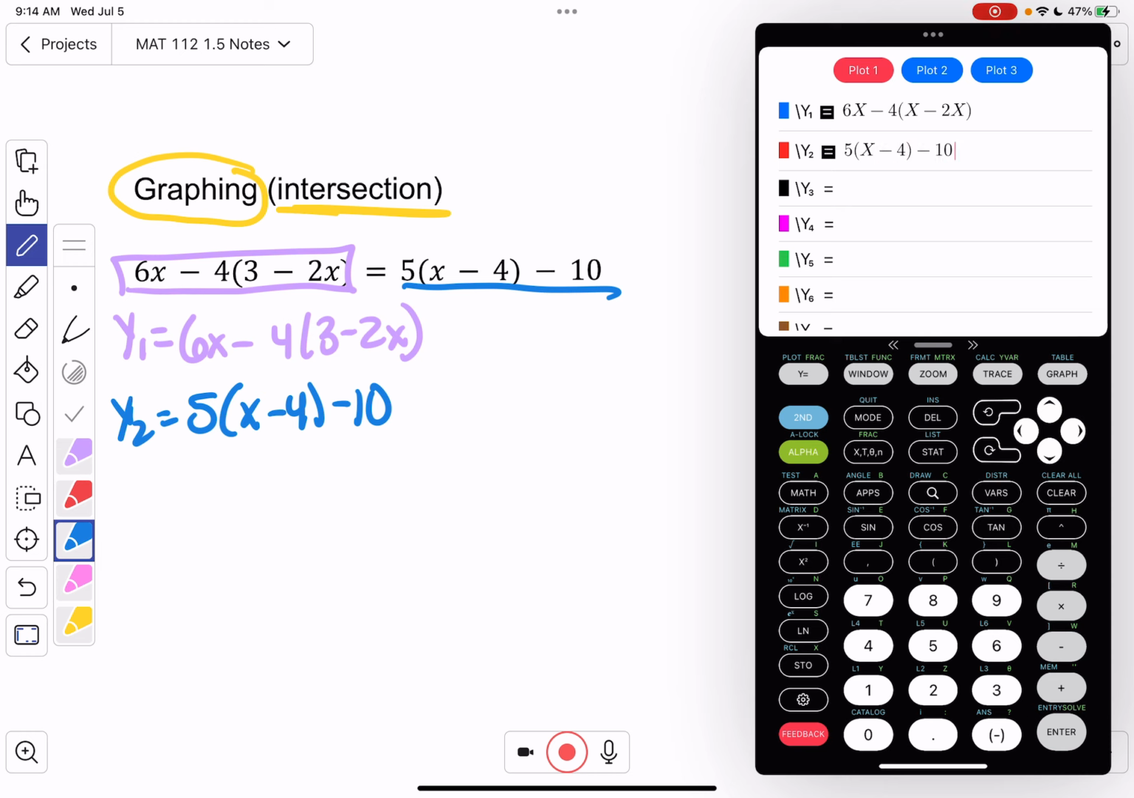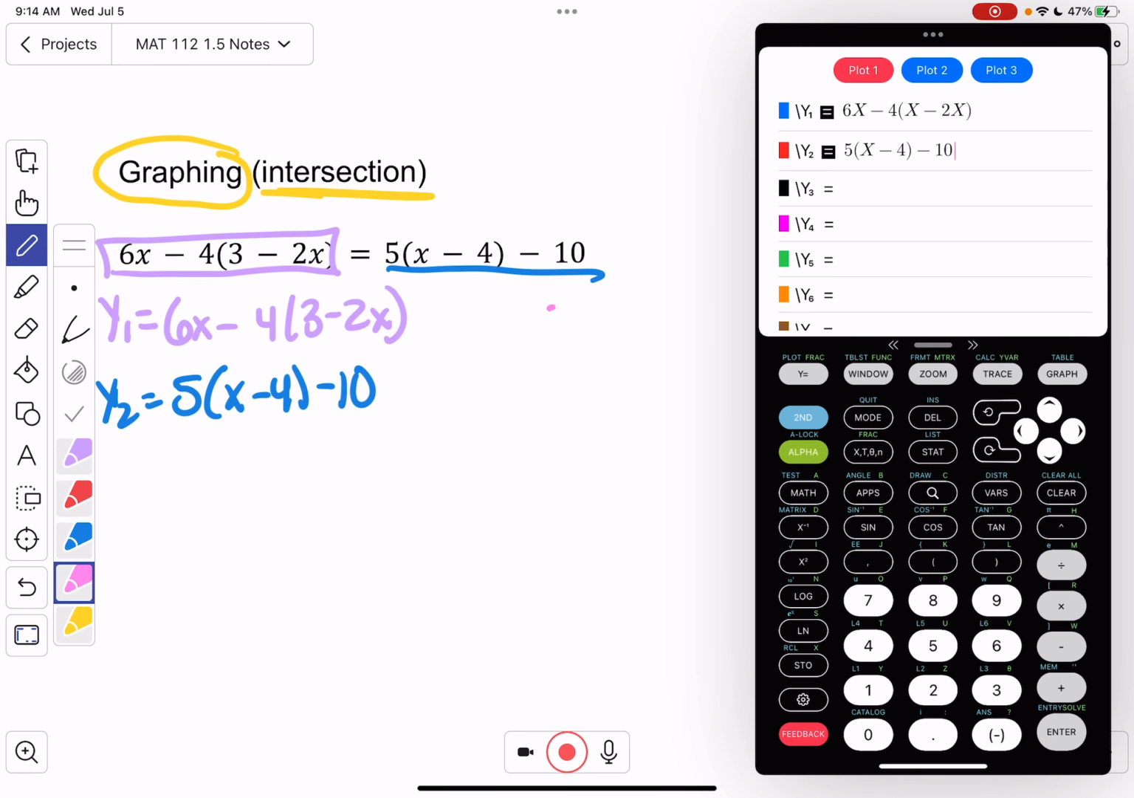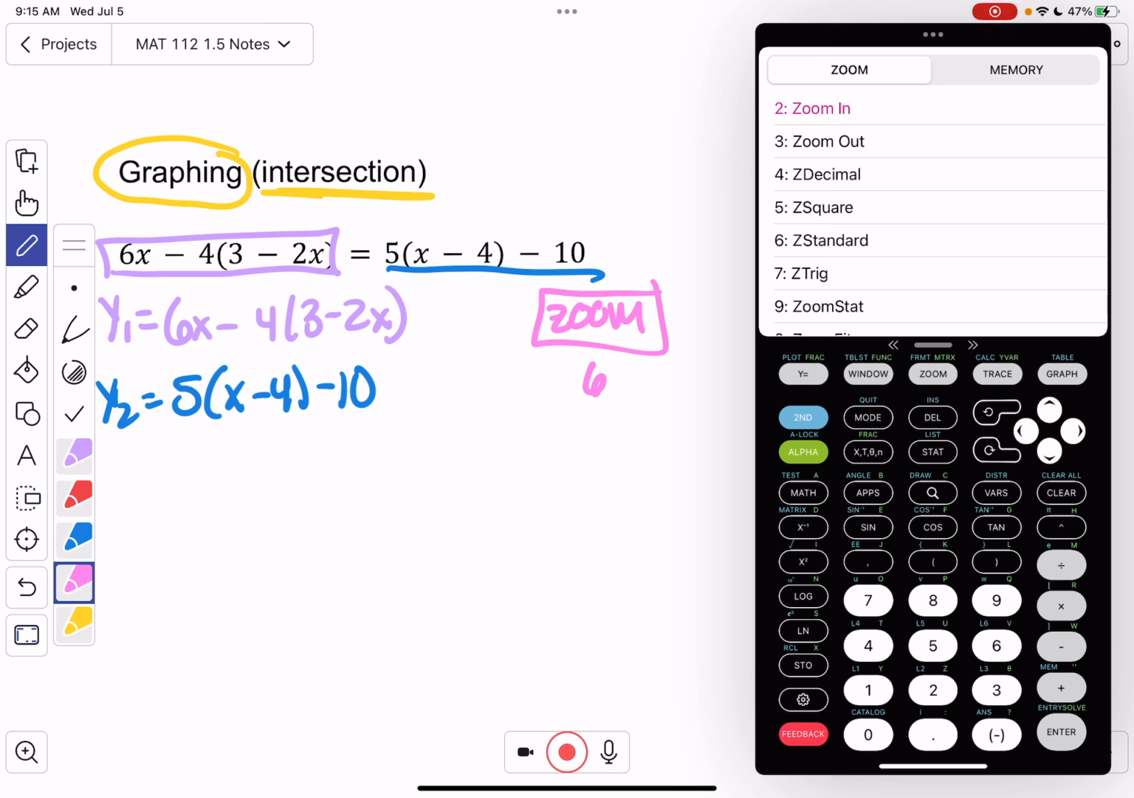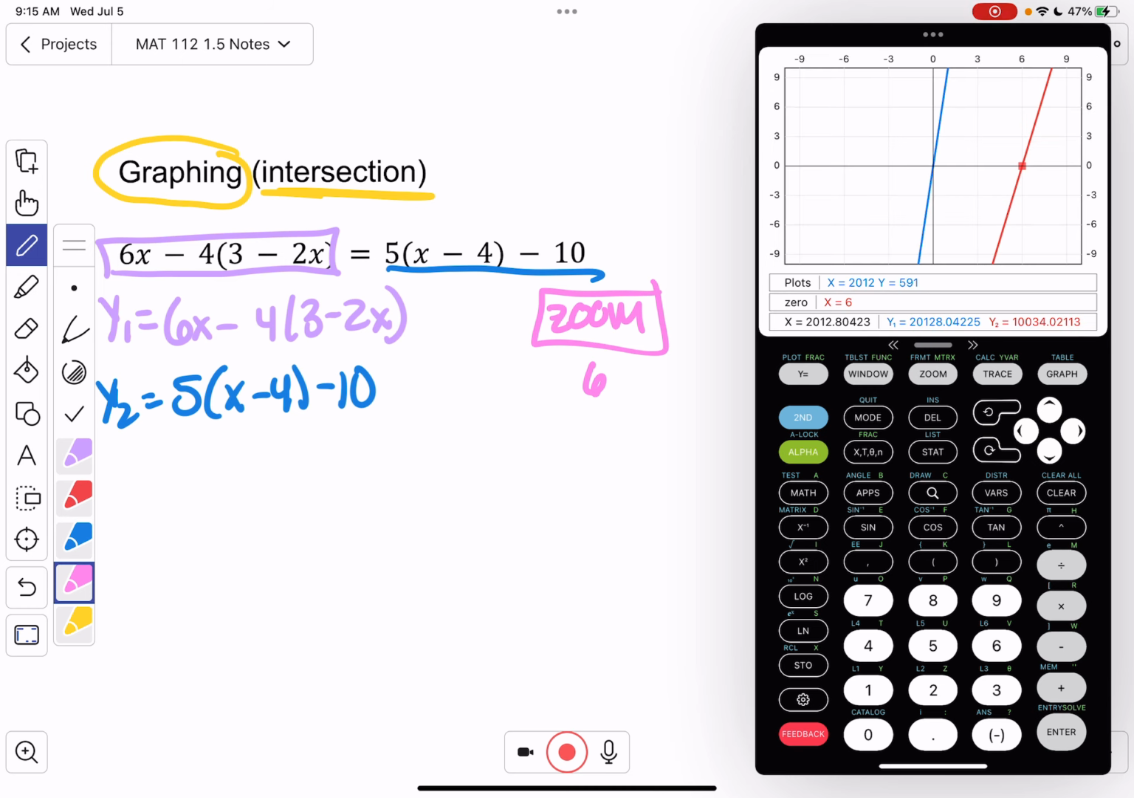Now we were playing with it before, so I use this on the last section. So we're going to hit zoom 6, which zooms us to a standard screen 10 by 10. So go down to standard. And now we have our 2 lines. We don't see where they cross.